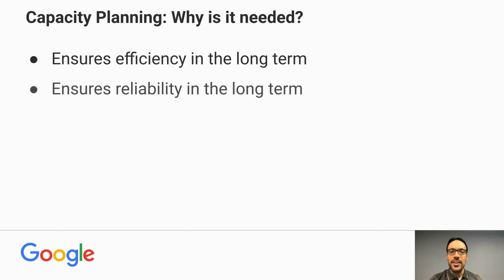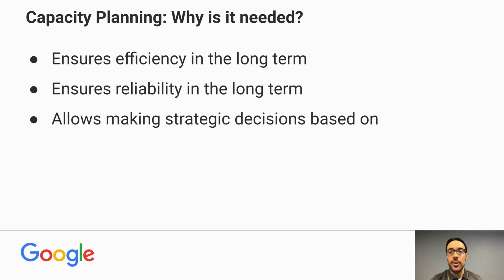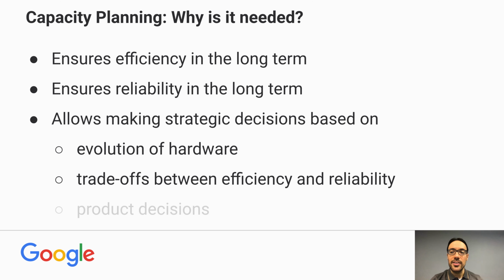In terms of reliability, running out of resources in a hypothetical future will cause an outage that is maybe not easy to fix at that point if it is not possible to secure more resources immediately. In terms of efficiency, more insights on long-term demand allows making strategic decisions based on how advances in performance in the industry go, trade-offs, and product decisions such as which features it is worth or viable to launch.